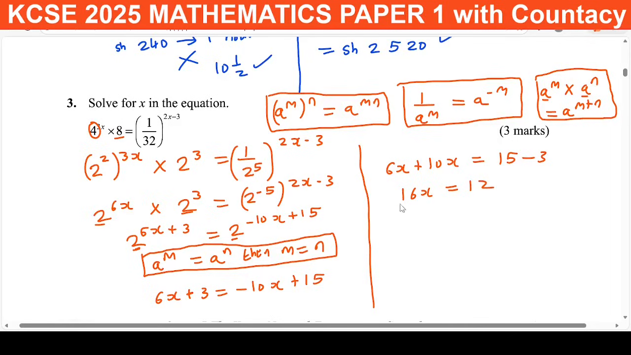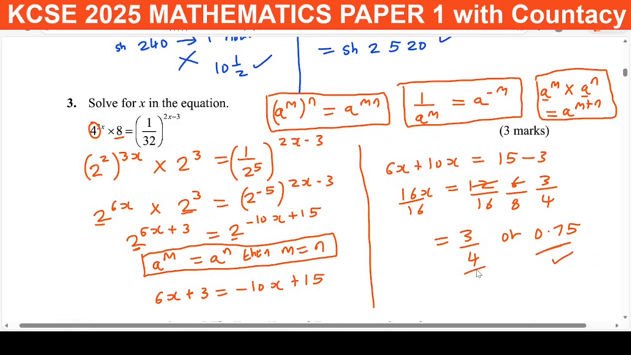We divide by 16 on each and every side. When I divide this by 2, I get a 6. When I divide this by 2, I get an 8. When I divide by 2, I get a 3. When I divide by 2, I get a 4. Therefore, finally, what I get is 3 over 4. But also, you can write 0.75. So if you give your final answer as 0.75, that's correct.